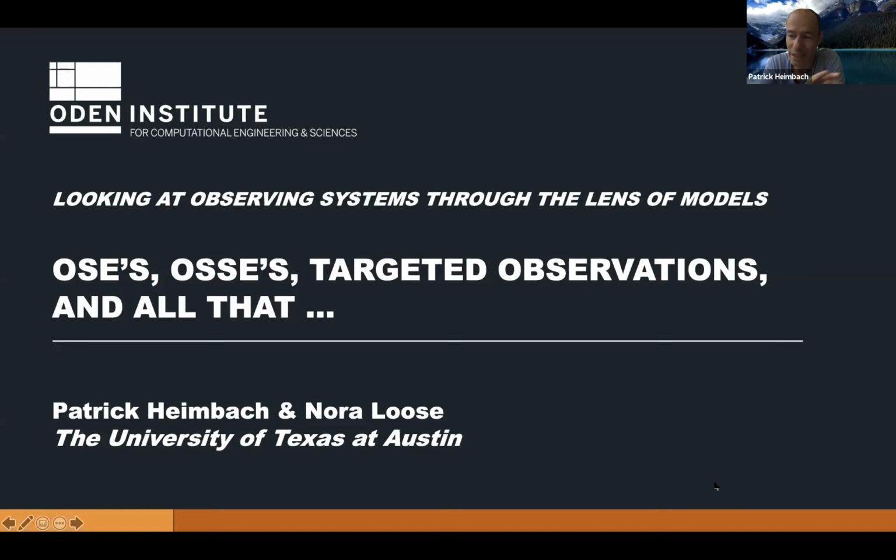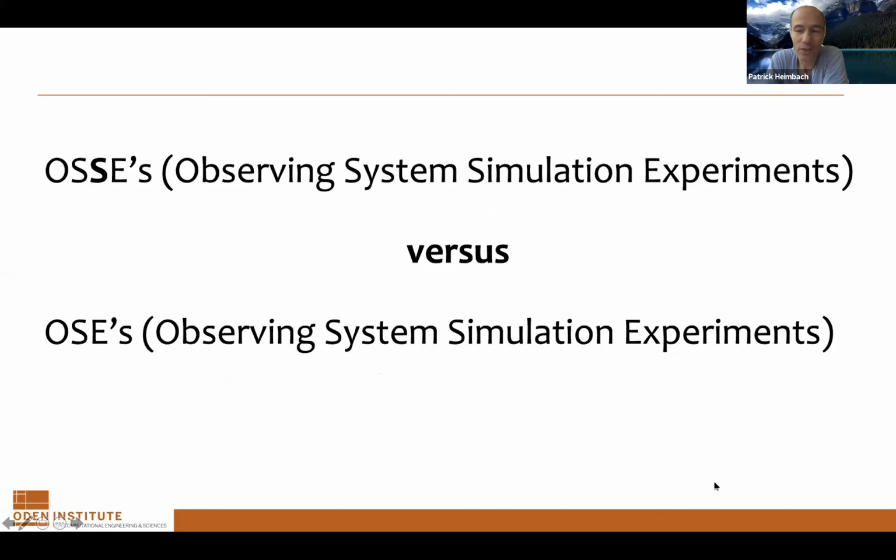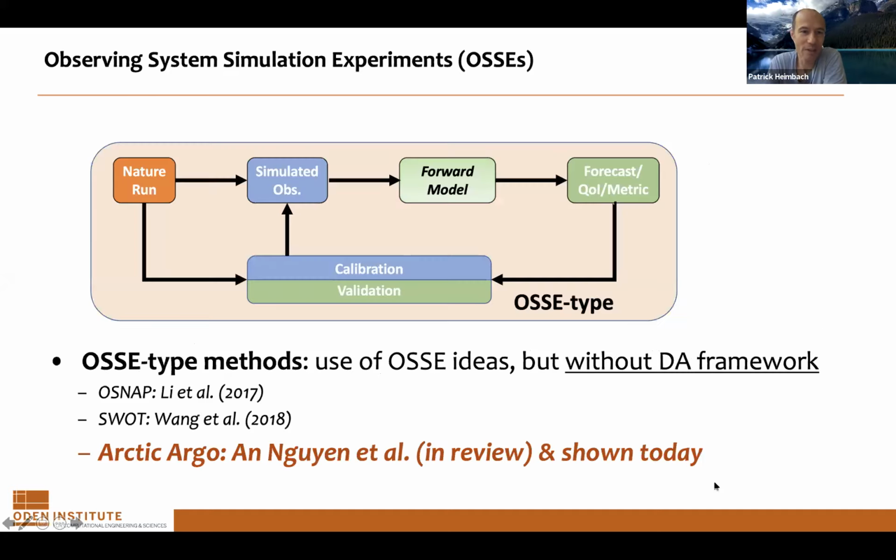Whenever I say target quantities of interest, what I might mean, for example, is forecast error, forecast skill, or climate indices such as AMOC strength, in other contexts. So, there was my first slide already here that I forgot to put forward. Let's start with highlighting the first big difference between observing system simulation experiments versus observing system experiments.